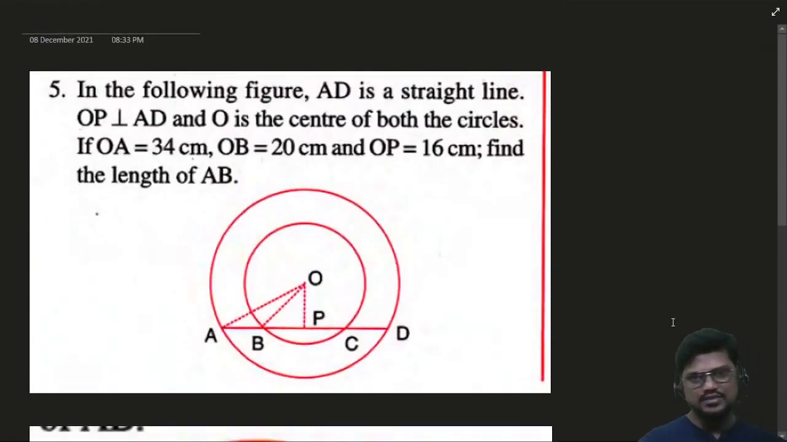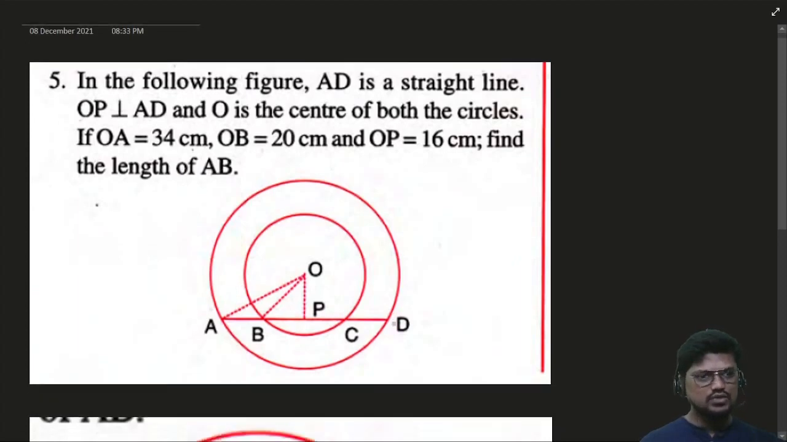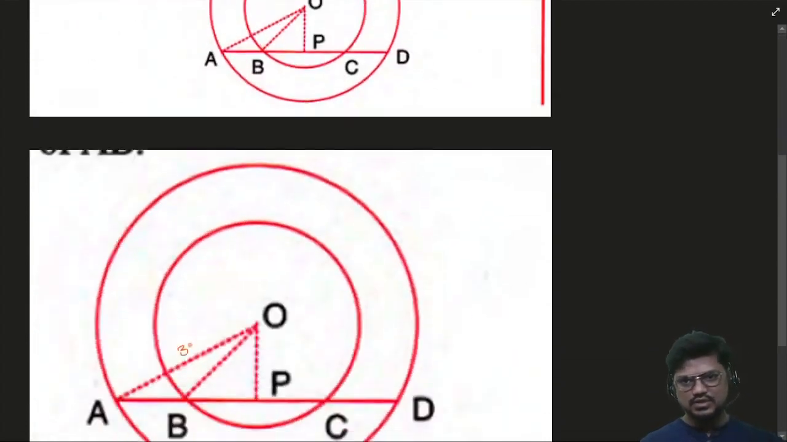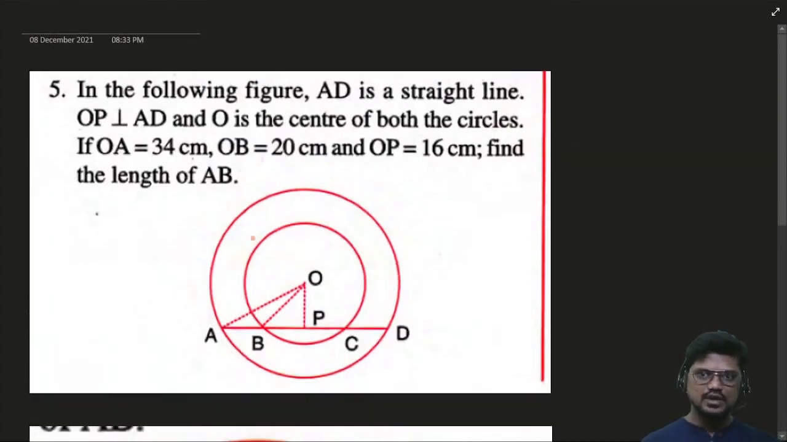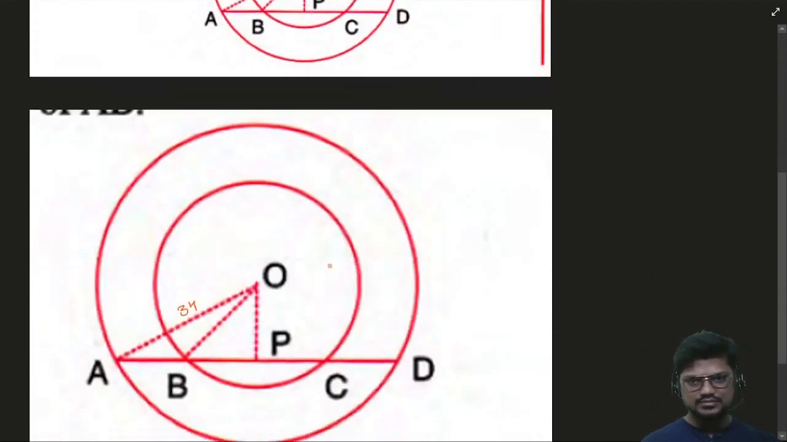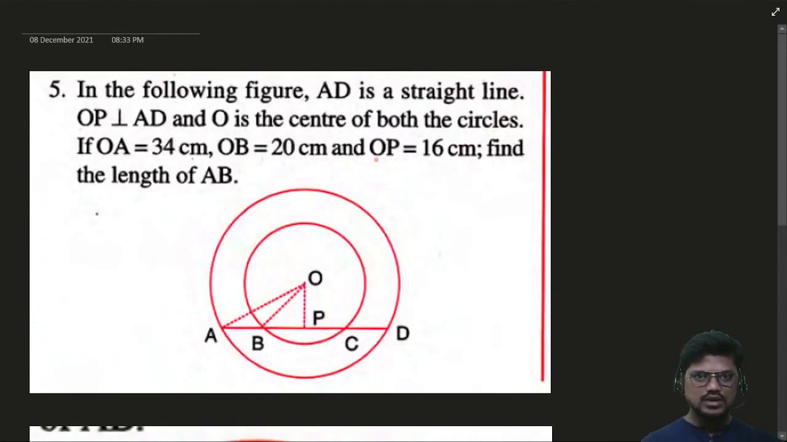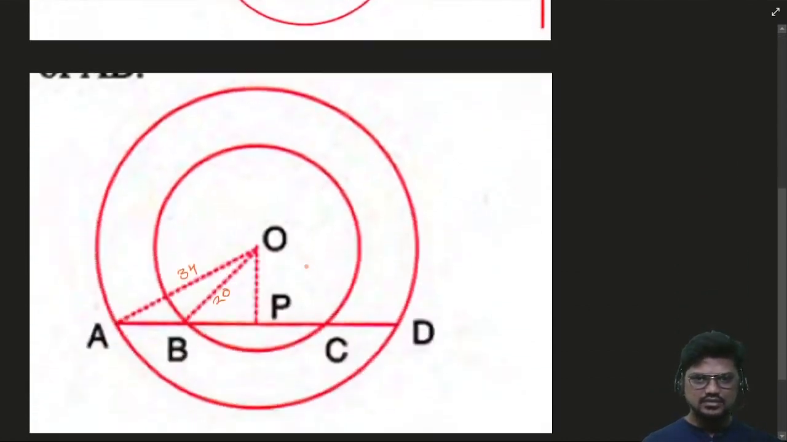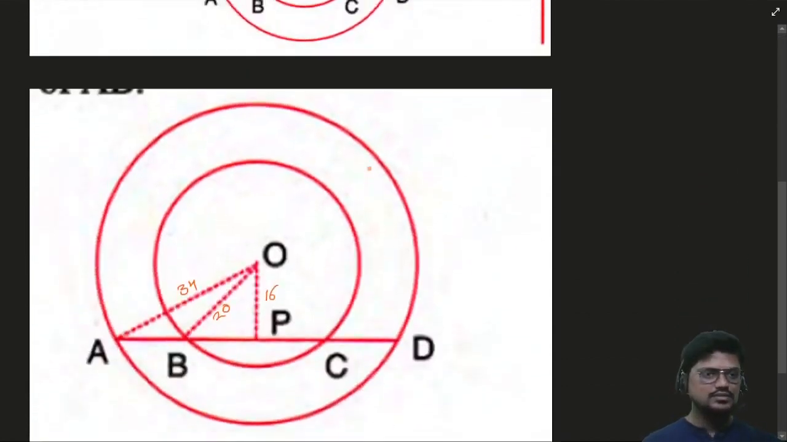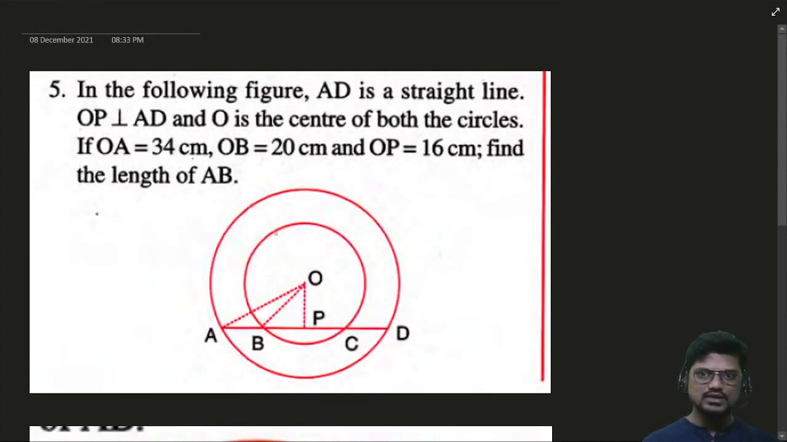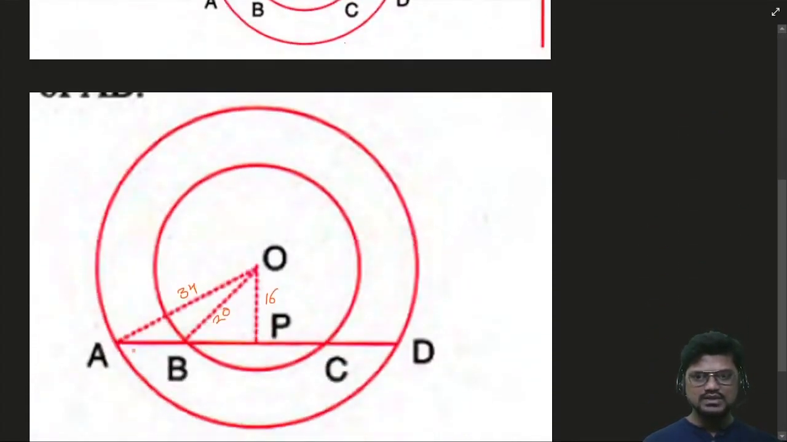What all things they have given. This OA is 34. This value is 34. After that, OB is 20. This value is 20. And then OP is 16. This value is 16. And find the length of AB. You need to find what is this length of AB. This is what you have to find.